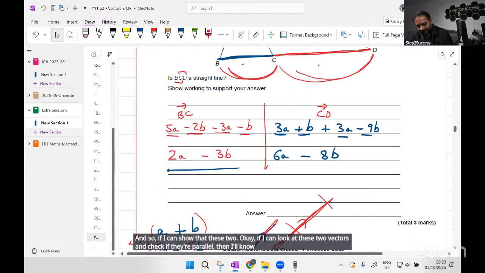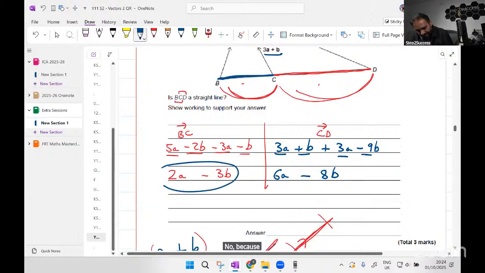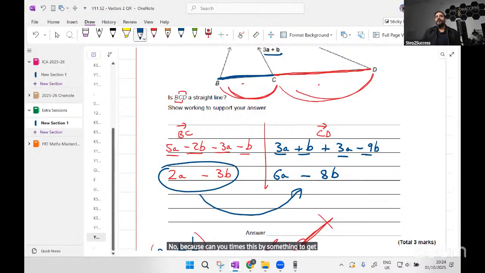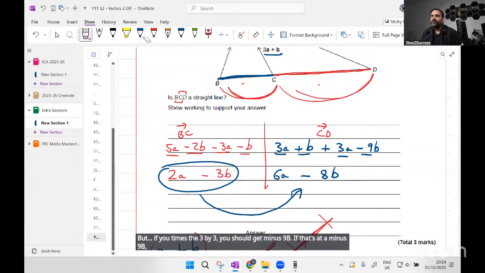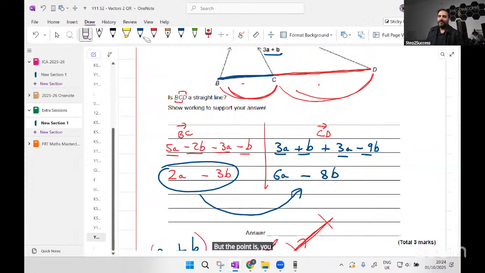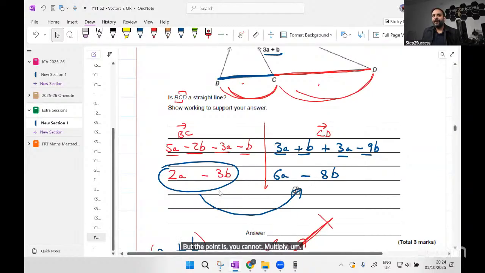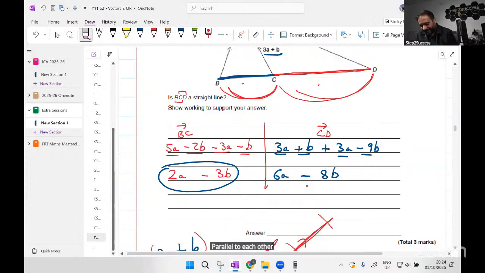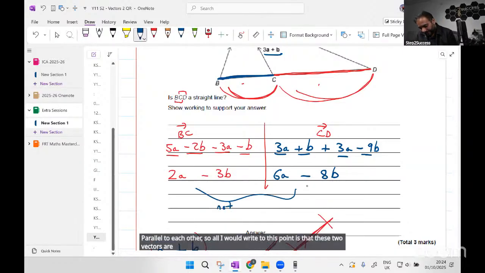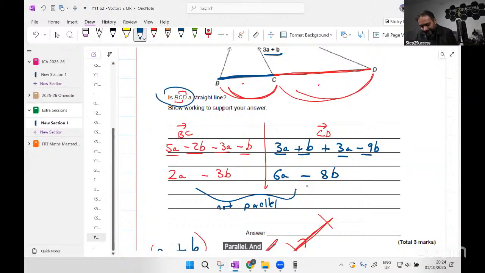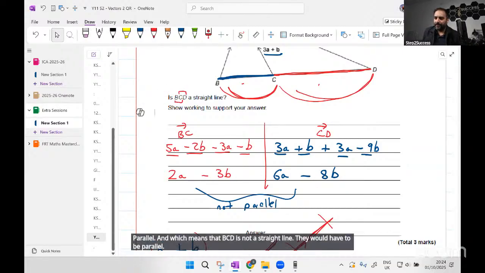And are they parallel? No, because can you times this by something to get to there? You can't, because you times the 2 by 3 to get to 6a, but if you times the 3 by 3, you should get minus 9b. If that's a minus 9b, they would be on a straight line. But the point is, you cannot multiply the first vector by anything to get to the second vector in its entirety. That means they're not parallel to each other. So all I would write at this point is that these two vectors are not parallel, which means that BCD is not a straight line. They would have to be parallel for it to be a straight line.